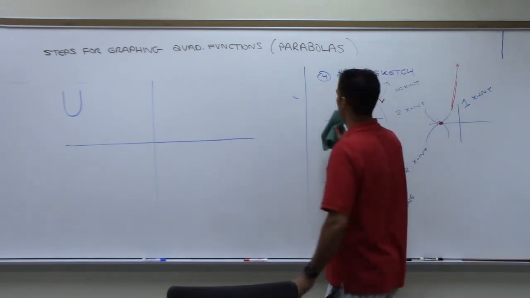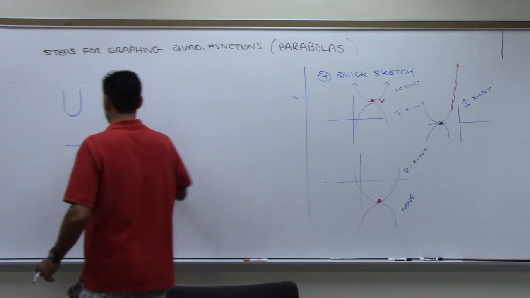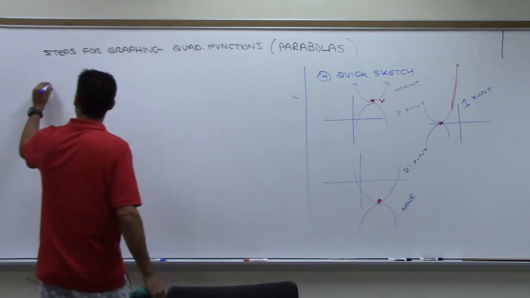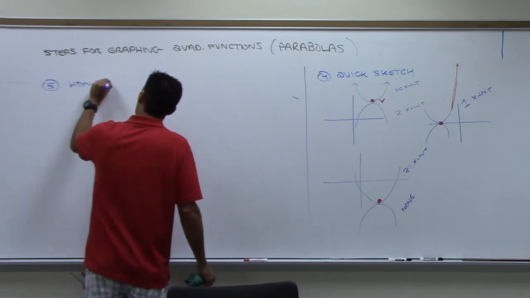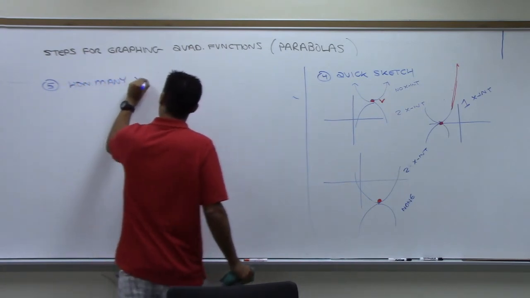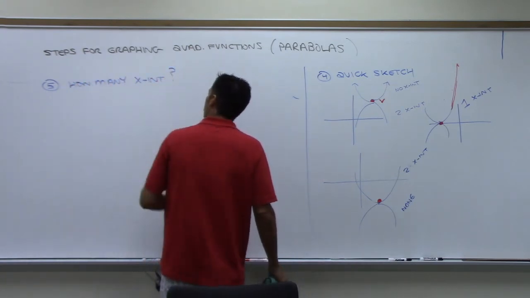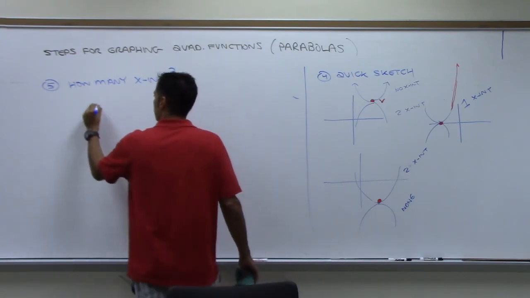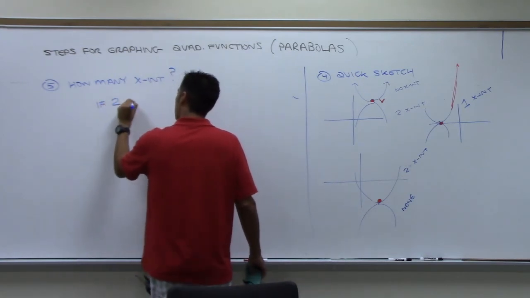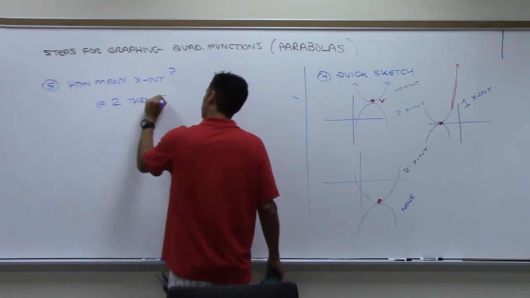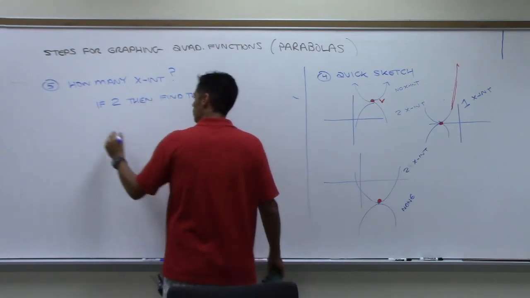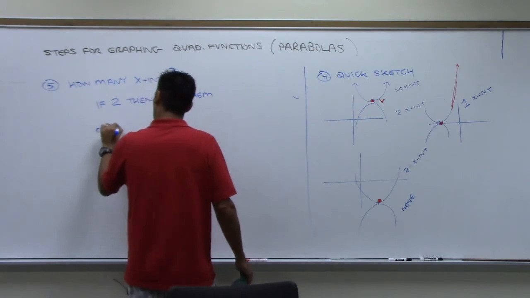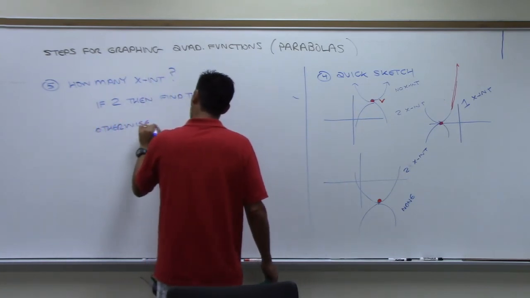That's a good question. So my next step now, after the quick sketch, is to just answer the question: how many x-intercepts? If 2, then find them. Otherwise, move on.